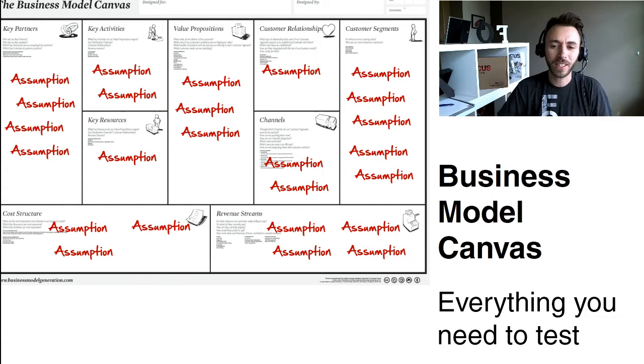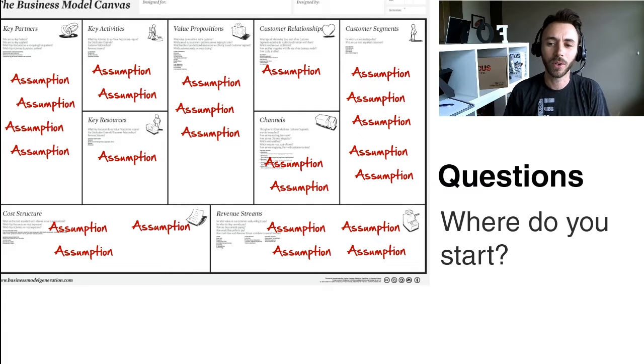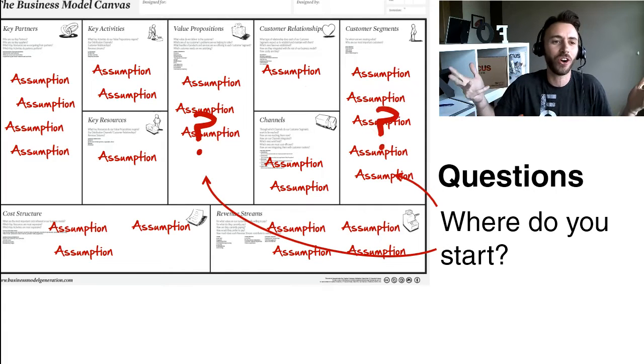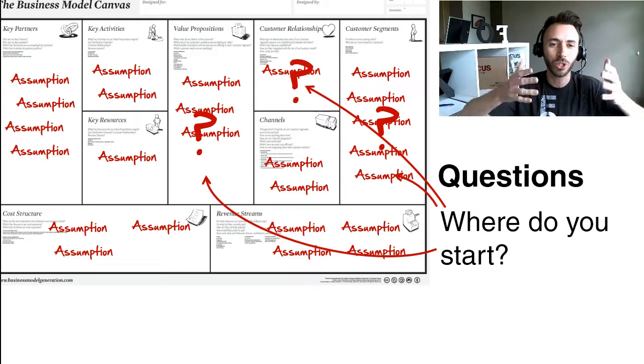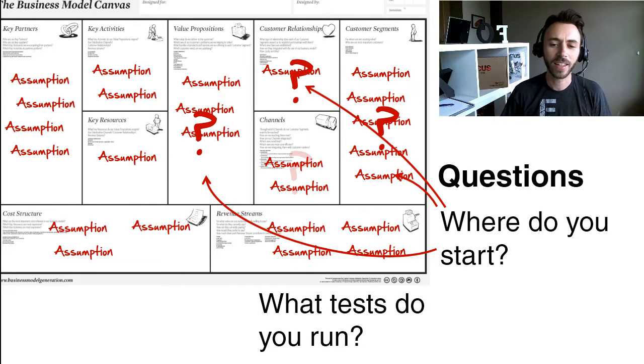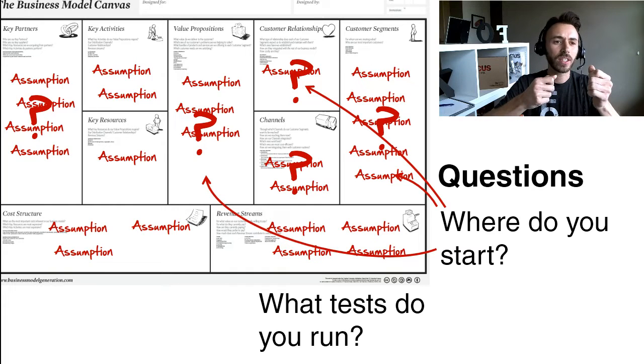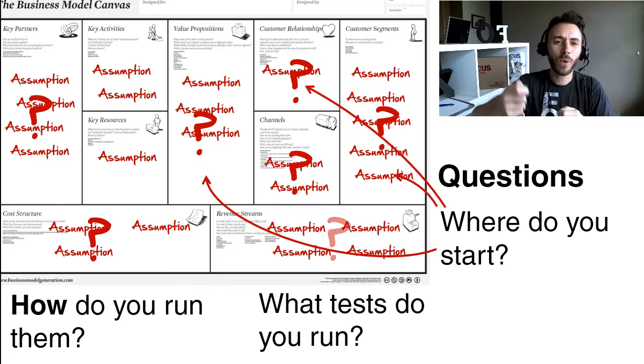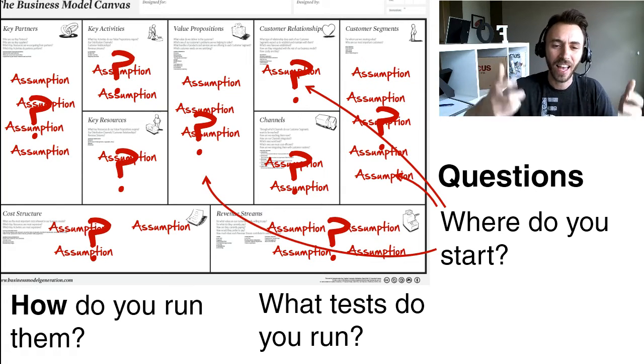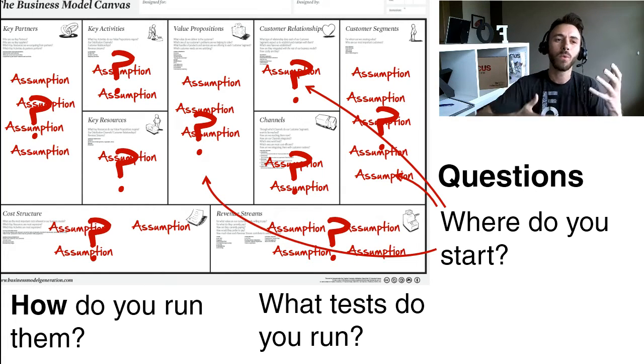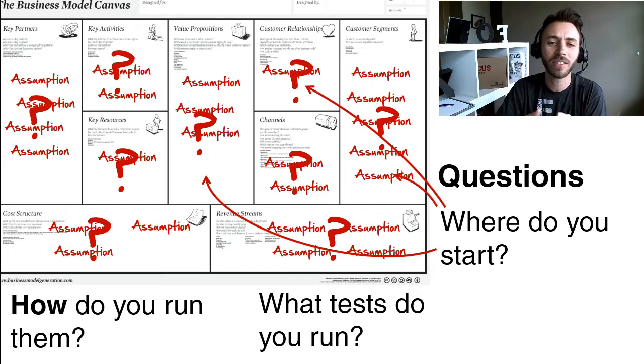So you fill out one of these canvases and you're actually left with a bunch of questions afterwards. Questions like, well, where exactly do I start? Which of these assumptions should I start testing first? And what tests should I run in order to actually validate these assumptions? And how do I actually run these tests? What's the right way to make sure that I'm getting statistically significant data and I'm not biasing the results?